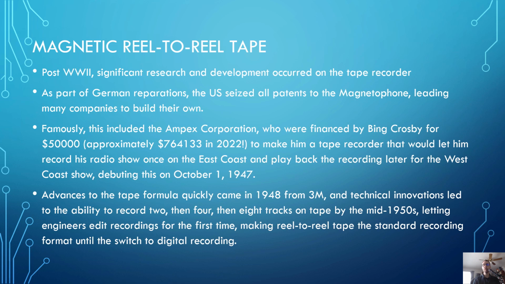Advances to the tape chemical formula quickly came in 1948 from 3M, and technical innovations led to the ability to record not just 1, but 2, then 4, then 8 tracks on tape by the mid-1950s. Only 7-8 years. This let engineers edit recordings for the first time, actually taking a razor blade and cutting sections out of a tape, then, well, taping the ends of 2 tapes together. This edit ability made reel-to-reel tape the standard recording format until people switched over to digital recording and fully digital editing in the mid to late 90s.